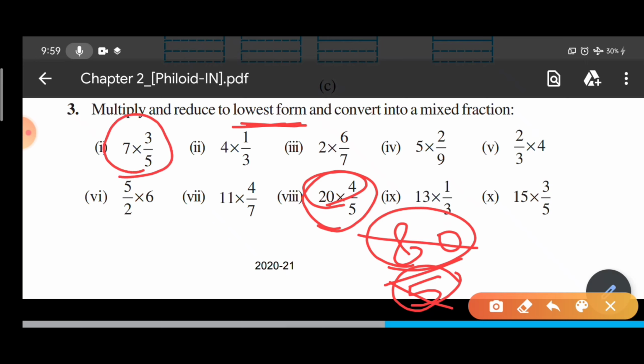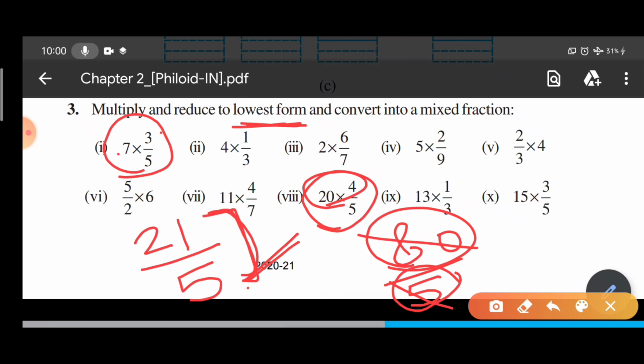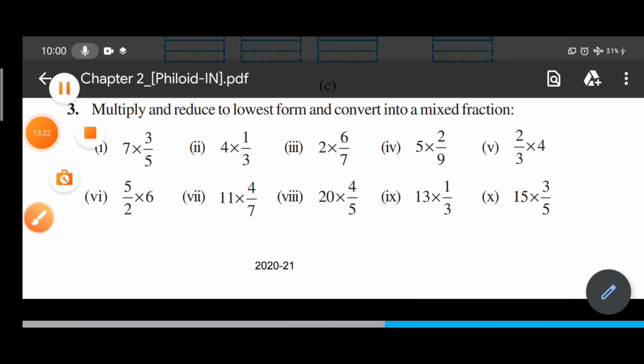For example, over here 7 3s are 21 and 5 1s are 5. Now both of these values are not divisible by a common factor. So their common factor is only 1, so that it is the lowest form of this particular fraction. And then converting into a mixed fraction, that you all can easily do now.